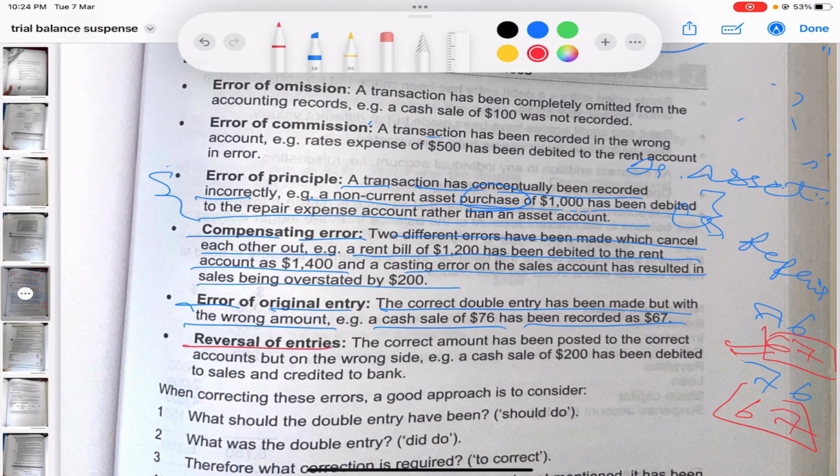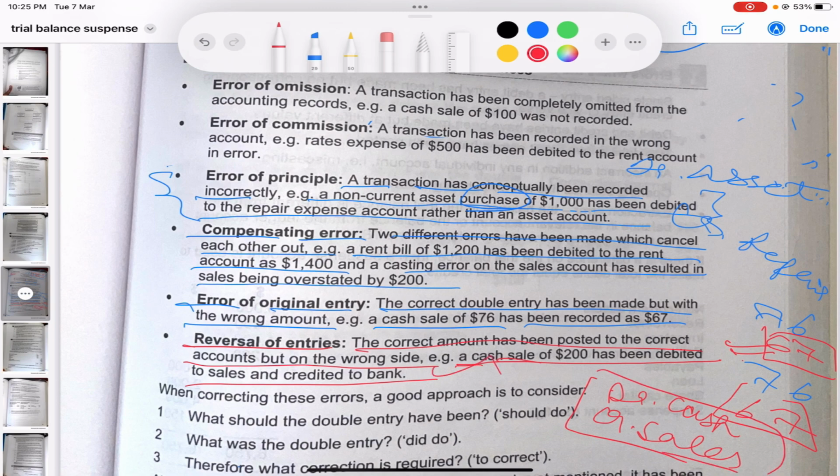A reversal of entry. The correct amount has been posted to the correct accounts but on the wrong side. Example, a cash sale has been debited to sales and credited to bank. Think about it for a second. A cash sale. This is the journal entry: debit cash and credit sales. But then this 200 has been debited to sales instead of crediting, and credited to bank instead of debiting. So it is a reversal, but my balance is still going to match.